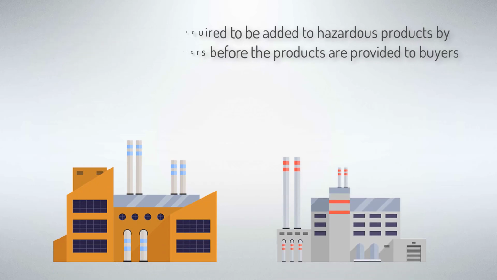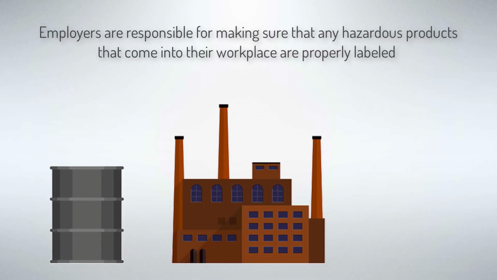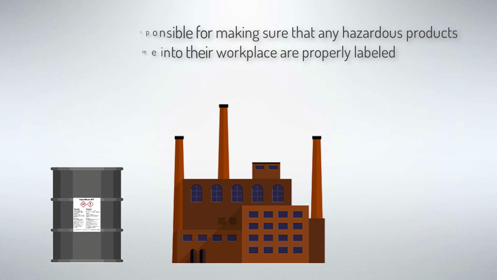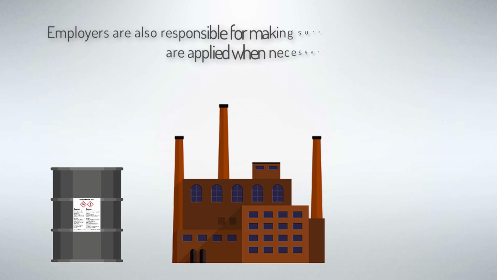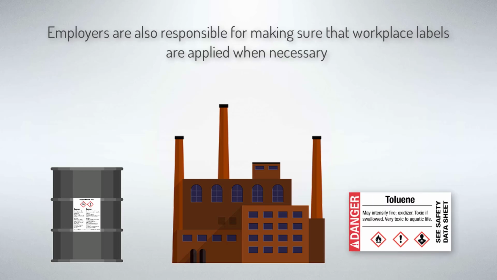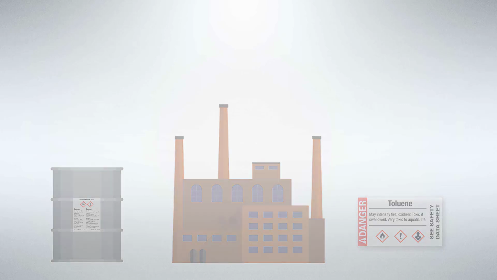are provided to buyers. And still, employers are responsible for making sure that any hazardous products that come into their workplace are properly labeled. Employers are also responsible for making sure that workplace labels are applied when necessary. Workplace labels are different from supplier labels. We'll cover workplace labels a little later.